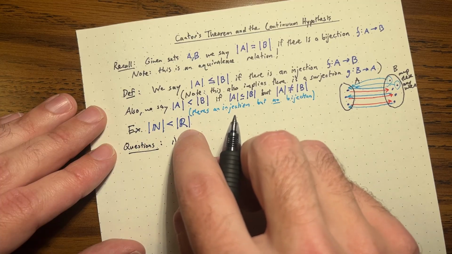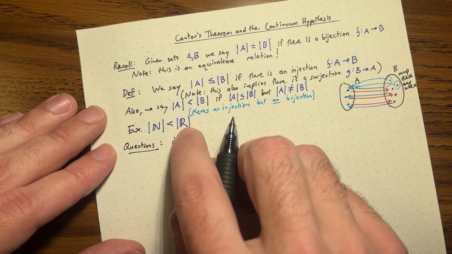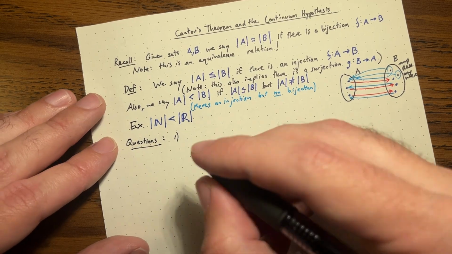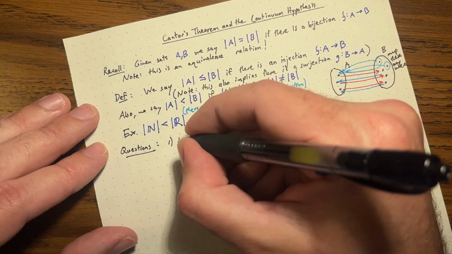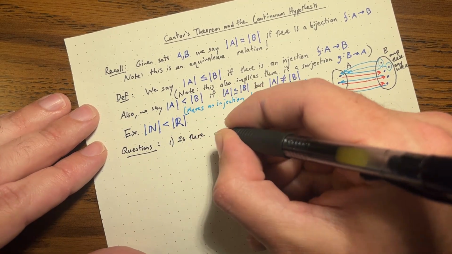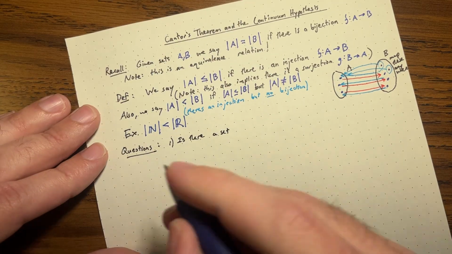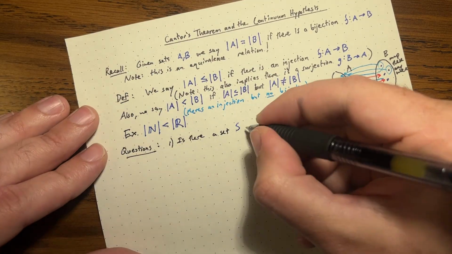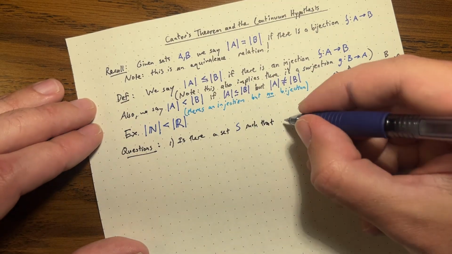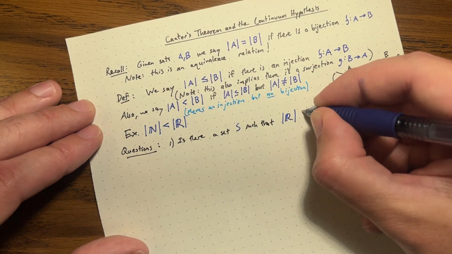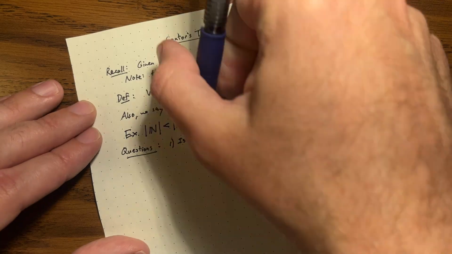So we already proved using Cantor's diagonalization that the cardinality of R is strictly greater than N. Maybe the next natural question is: is there anything bigger than R? So is there a set S such that the cardinality of S is strictly greater than the cardinality of R?